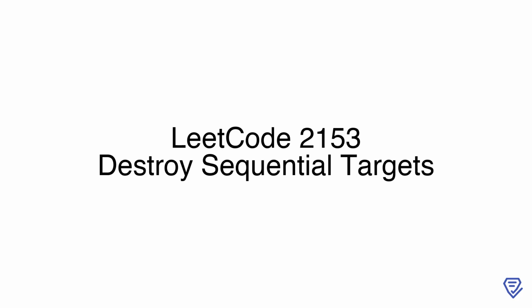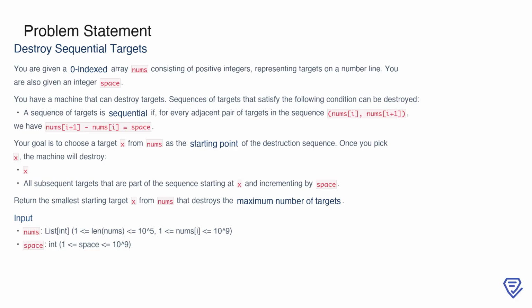Let's get started. In this problem, you're given a zero-indexed array nums, which represents targets positioned on a number line, and an integer space. You also have a machine that can destroy targets sequentially. A sequence of targets is considered sequential if, for every pair of adjacent targets in the sequence, the difference between them is exactly equal to space.